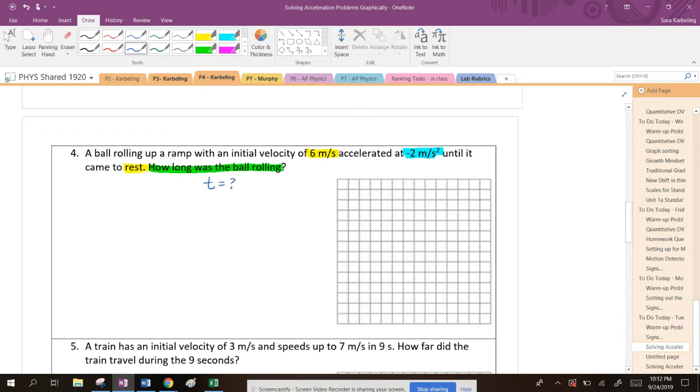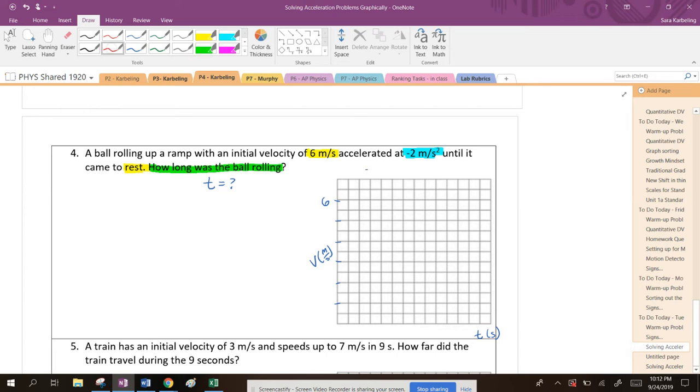It's a little bit different this time because we don't actually have the time. So we're just going to go ahead and plug some things in and see where we go. So we're going to do a velocity versus time graph just like we have been doing. So velocity on the y-axis and time on the x-axis. We're going to go up 6. So we'll go 1, 2, 3, 4, 5, 6. There's 6 meters per second. And it's going to go from 6 meters per second to rest.